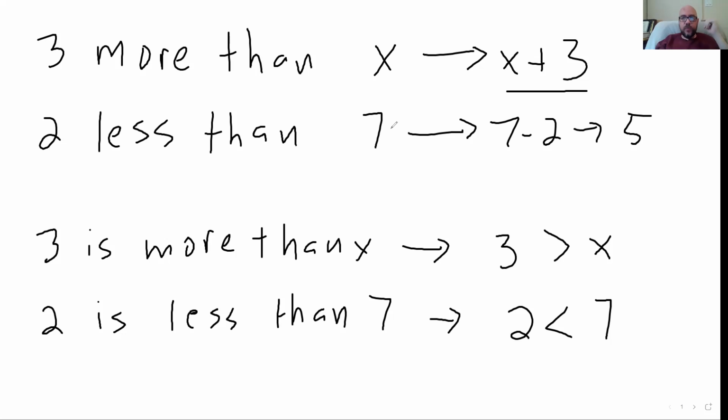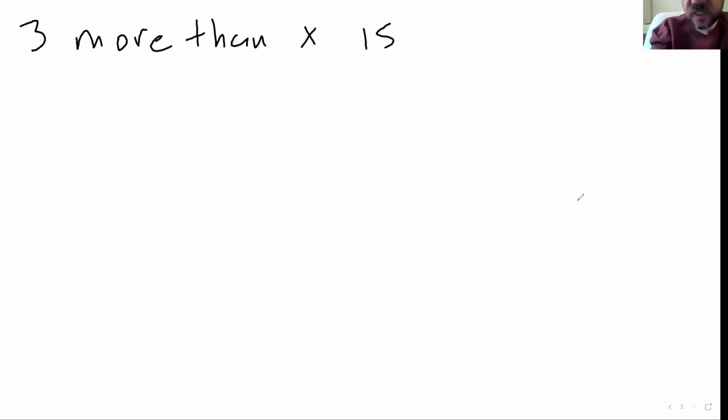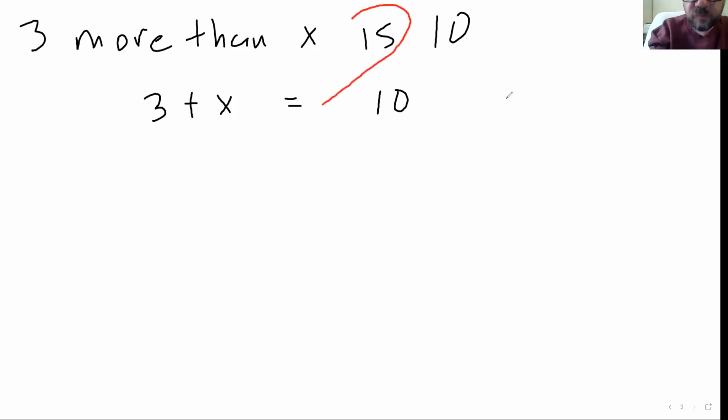Something that's an equation has an equal sign somewhere in it. So for instance, if I said 3 more than x is 10, this says that this expression, 3 more than x, is 10. And this right here is the most important keyword that there is in all of math. The word is. Is means equals.